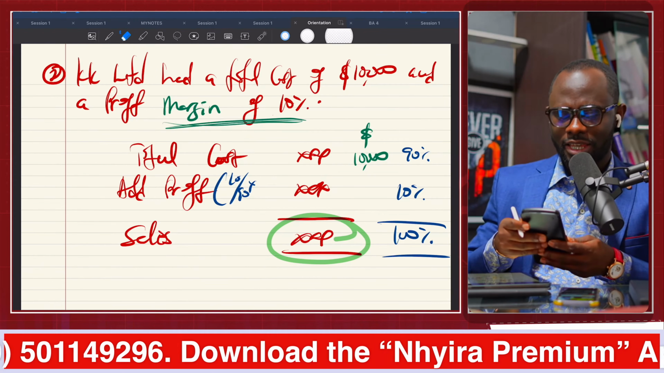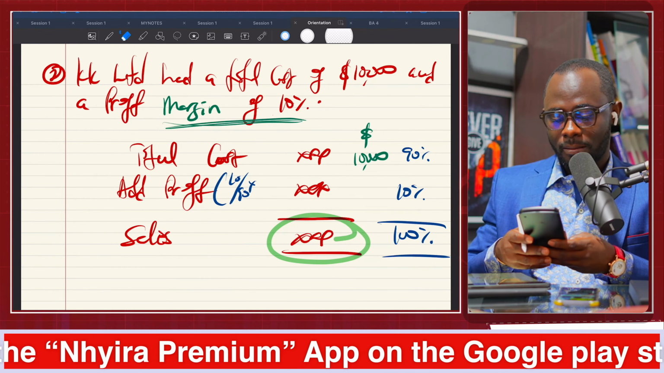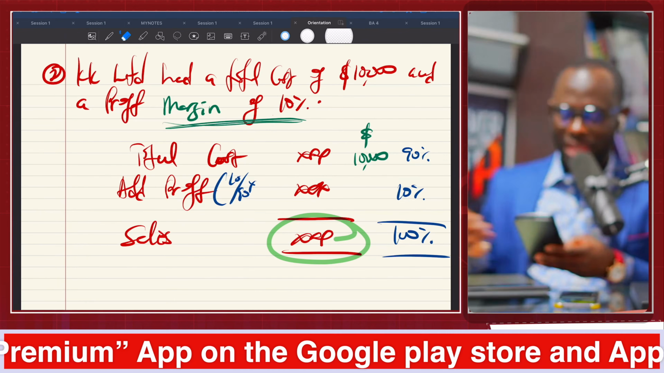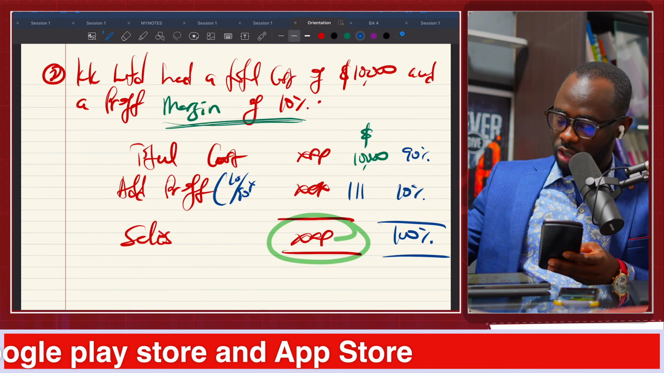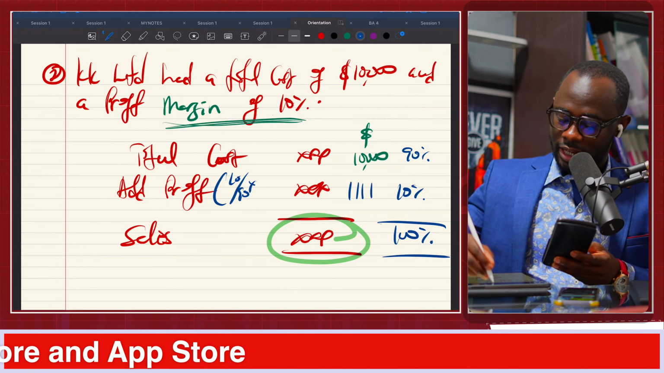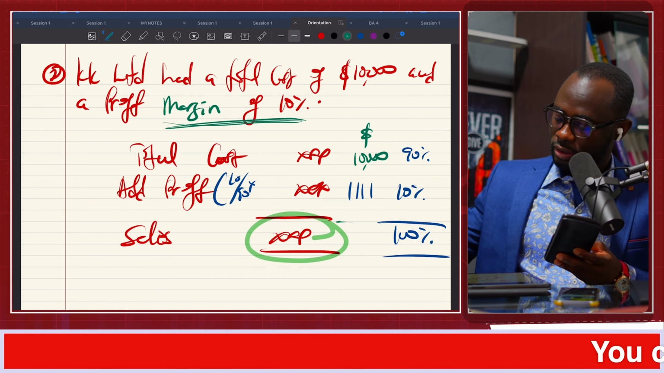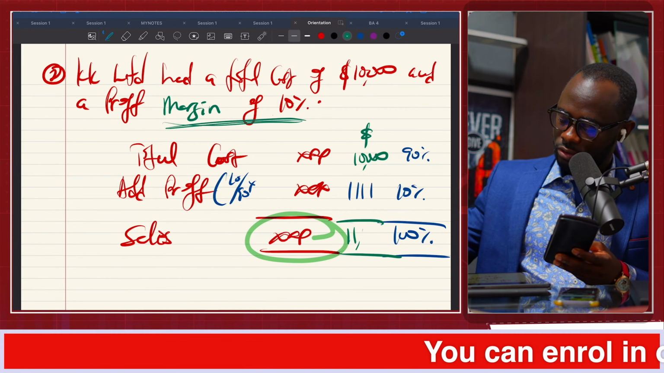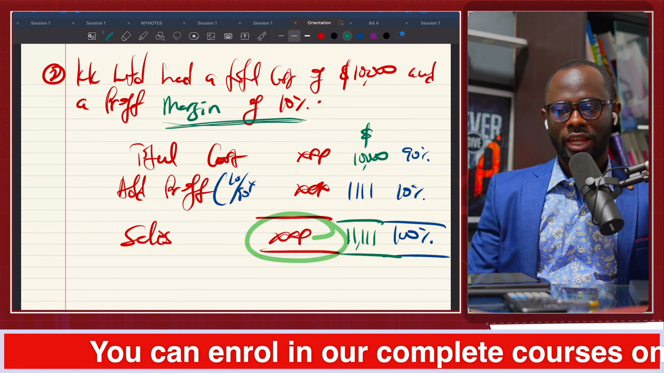Are you getting the idea? 10 over 90 times the 10,000. And that's like 1,111. So that in that case, my cost will be 11,111. In that case.